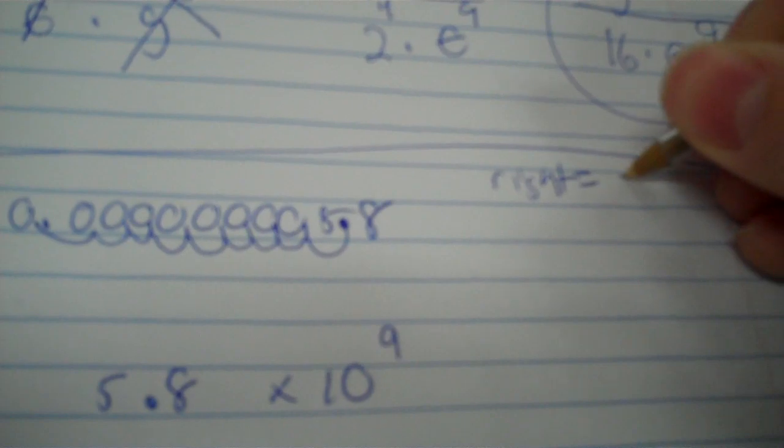So there we are. So 5.8 times 10. And I have moved that decimal 1, 2, 3, 4, 5, 6, 7, 8, 9 times. And I moved it to the right. So if I move it to the right, the exponent is negative. So negative 9.